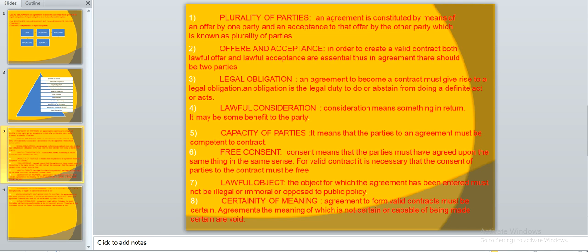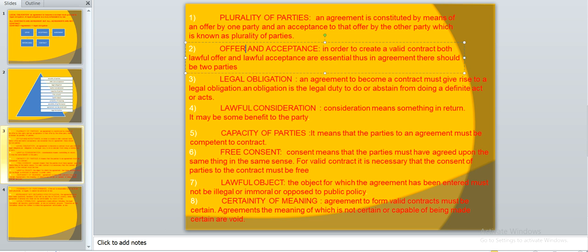So plurality of parties need to be there. And the next is offer and acceptance. Just now we discussed plurality of parties, which speaks about two members needing to be there, one giving an offer and the other giving an acceptance. In order to create a valid contract, both a lawful offer and a lawful acceptance need to be there. Then only it can be called a valid contract.